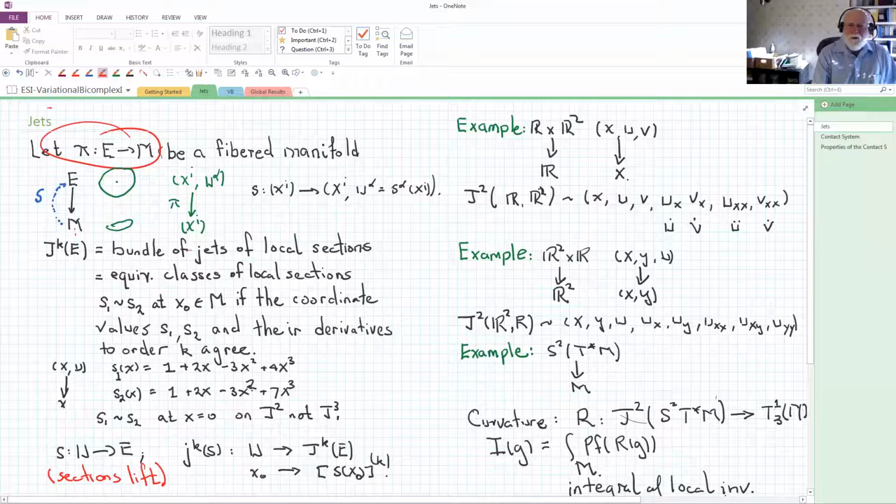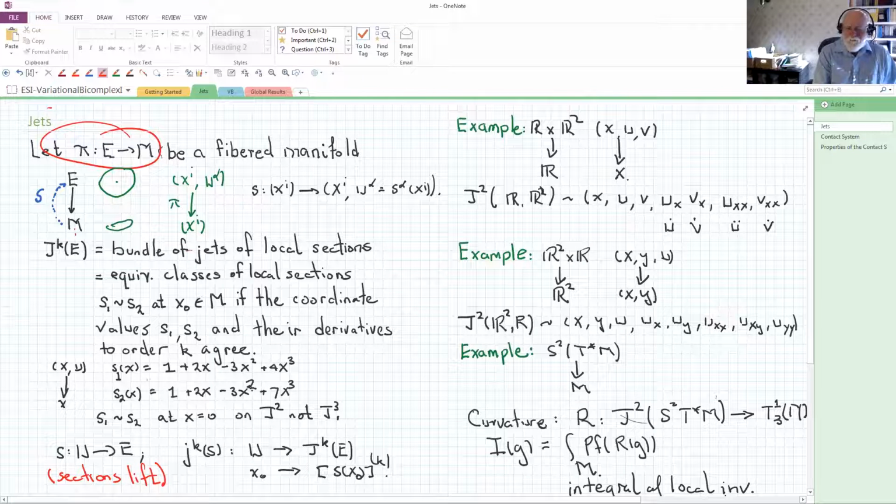Then a standard construction for this fibered manifold is to look at the bundle of jets of local sections. These are equivalence classes of local sections. Two sections defined in the neighborhood of a point are called equivalent if the coordinate derivatives of S1 and S2 agree to some order k. So that's a big mouthful of words.